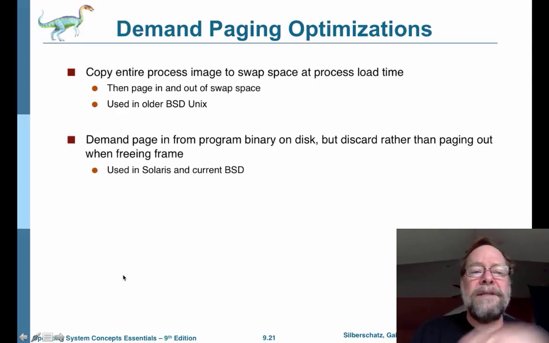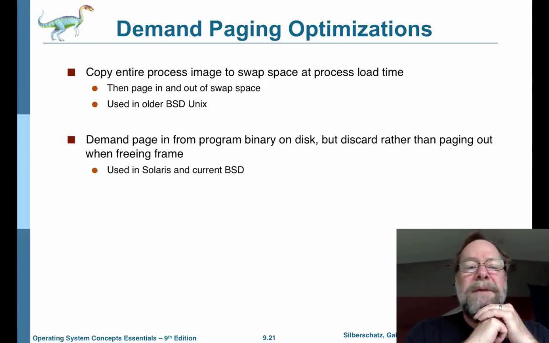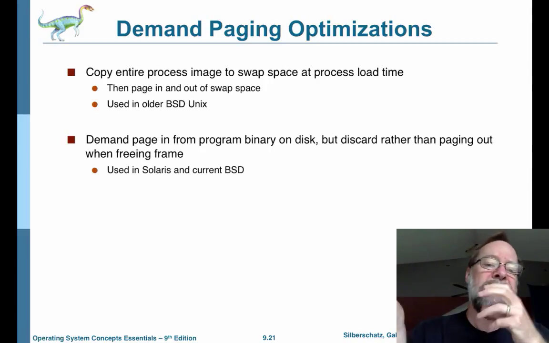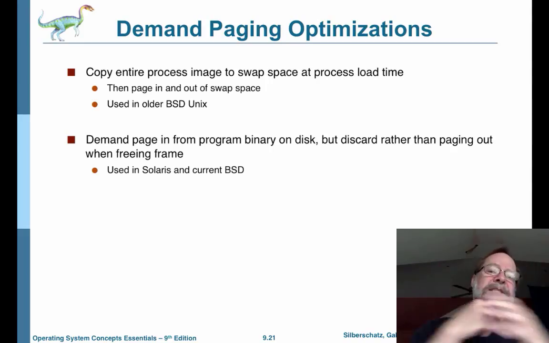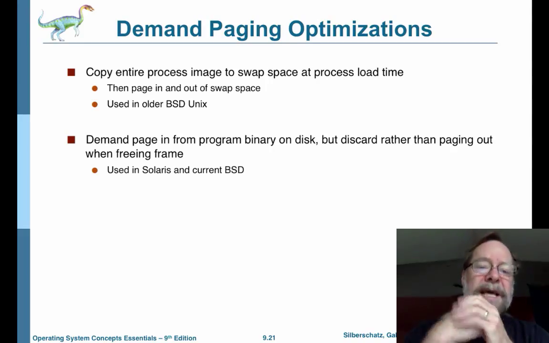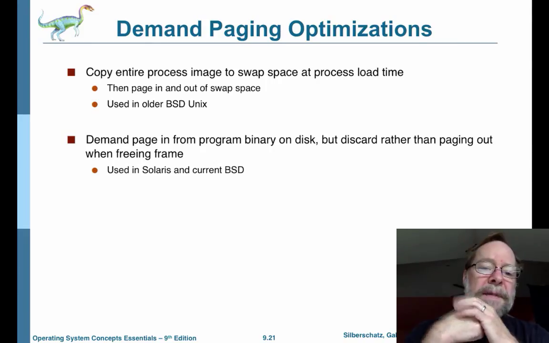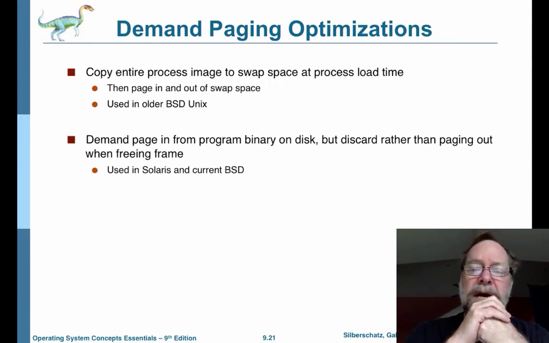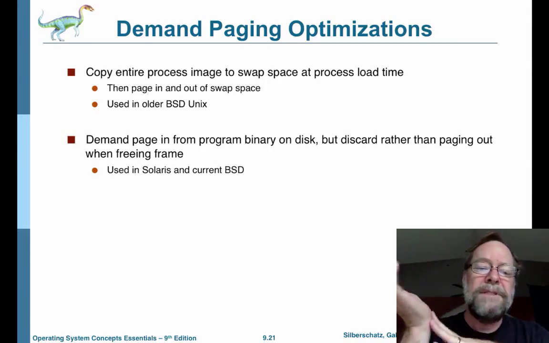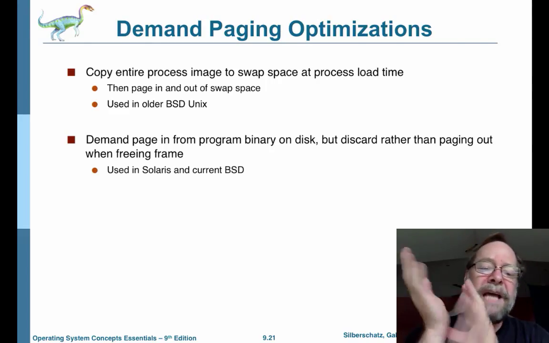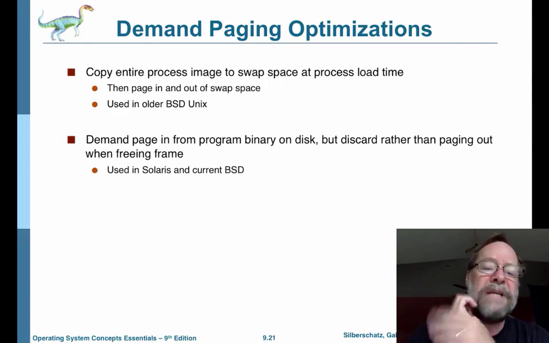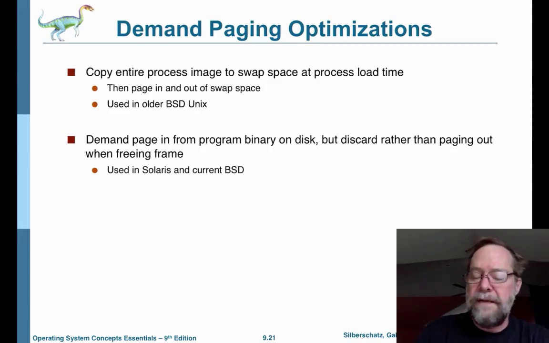Okay, so there are some ways that you can optimize demand paging. You can choose to bring a whole bunch of pages into memory all at once, and that cuts down on the number of page faults that are going to occur. That is used in some older systems. You can also, when we're talking about paging out later on, do things with paging out or swapping out that will, again, minimize the number of page faults that can occur.